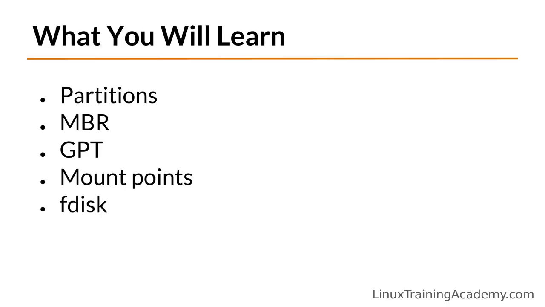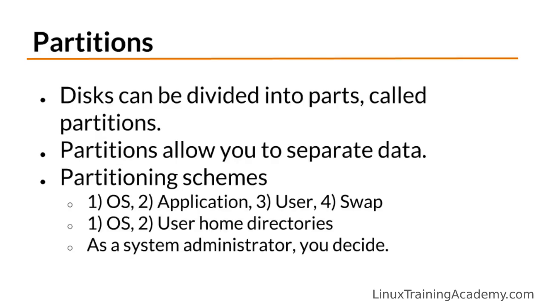In this lesson, you'll learn about partitions, MBR, GPT, mount points, and the fdisk utility. When a disk or storage device is partitioned, it is divided into parts. Each one of these parts is called a partition. Partitioning a disk allows you to allocate different sections of the disk for different purposes.